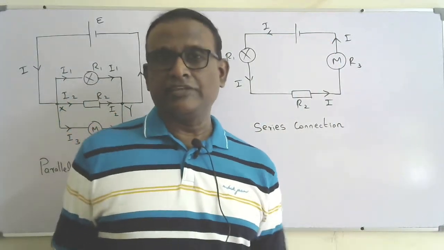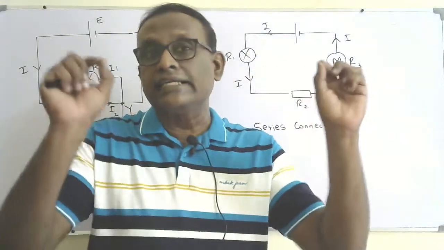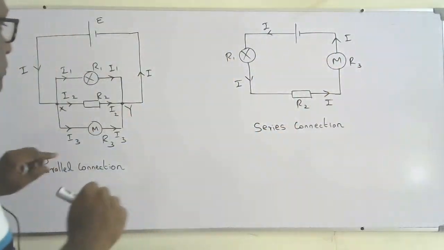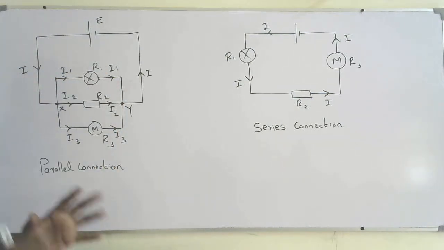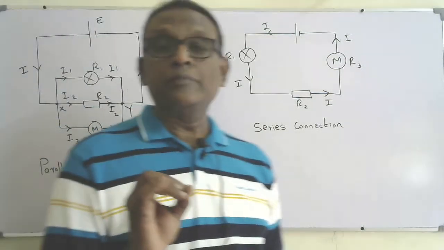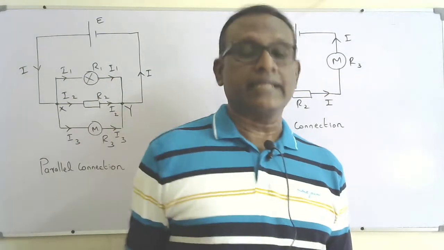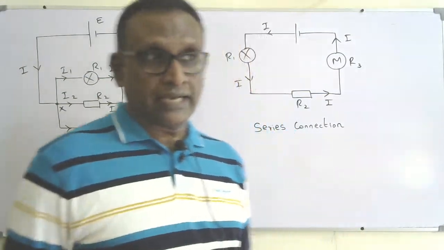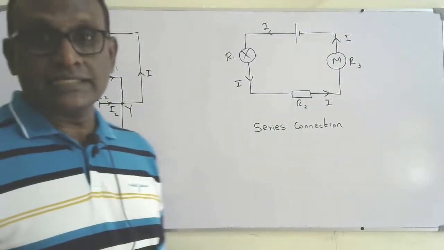So simply we can identify: if there is no junction or branch between two components, they are connected in series. If two components are directly connected across two junctions, then they are connected in parallel among them. Remember, that's very important. You must be able to identify, when you see two components, how they are connected. I hope you understood how to identify whether two components are connected in series or parallel.